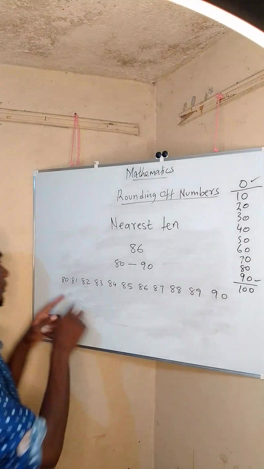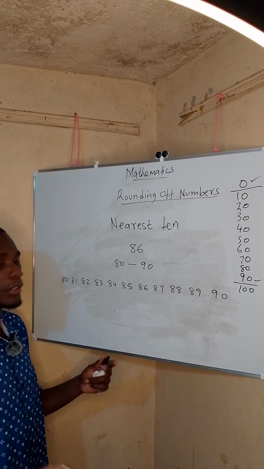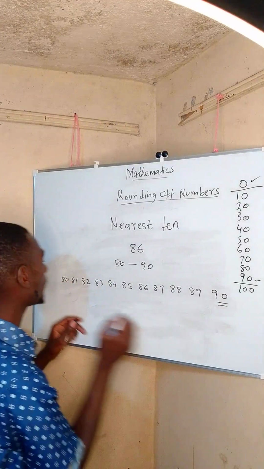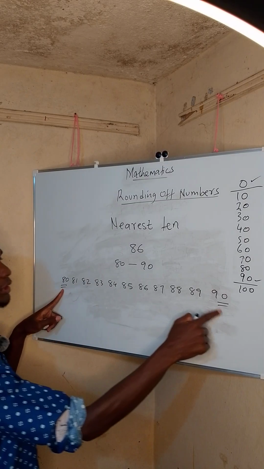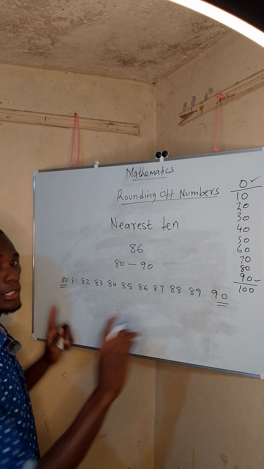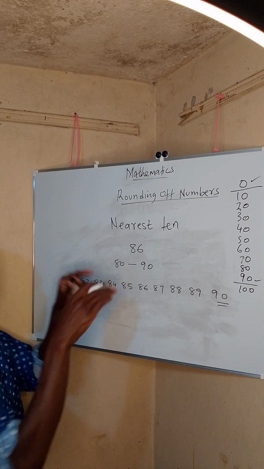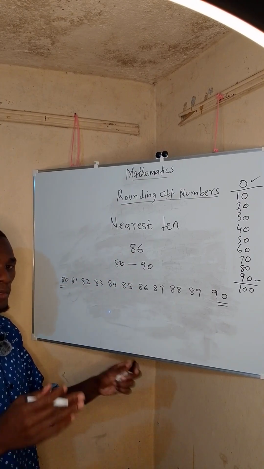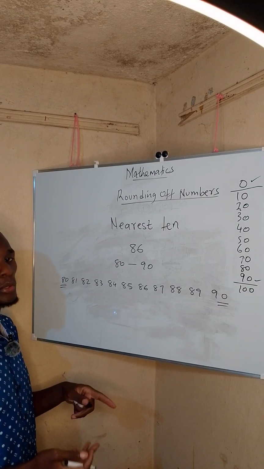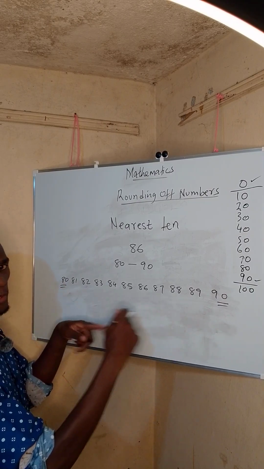Once you have them, and of course you know that the answers of rounding off are always at the end. It is either this one or this one. Only those two, nothing else. That's why it is important to know the bracket. Where does this number fall? So that once you have those two numbers, automatically you know it is either this one or this one, so that you don't pick anything in between here.